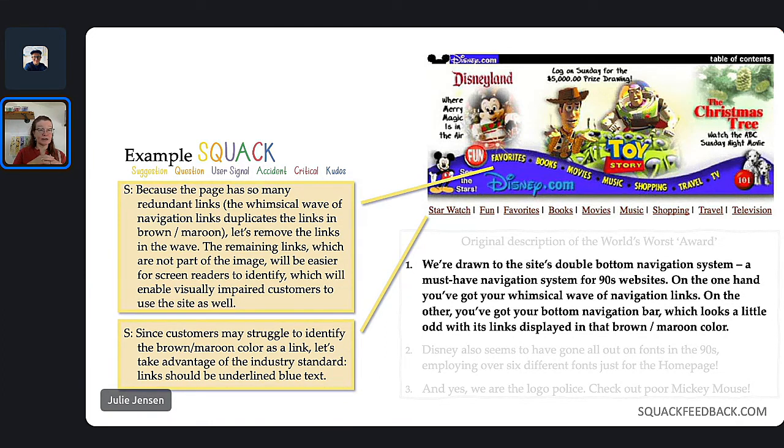The second suggestion that the person could rewrite using Squawk is, since customers may struggle to identify this brown navigation, maybe we should go back to the industry standard and use the blue links. There again, I'm trying to be persuasive. I'm trying to suggest that I don't just not like this color, but there's a reason why we might go back to the industry standard at the time, which was blue underlined links. Why are we doing something that's outside of the industry best practice?